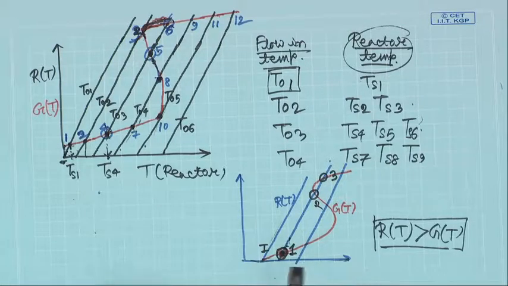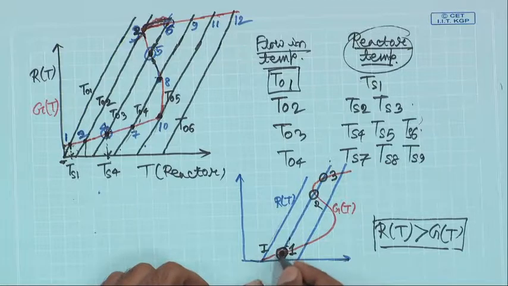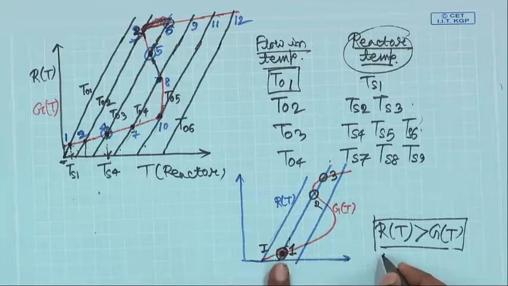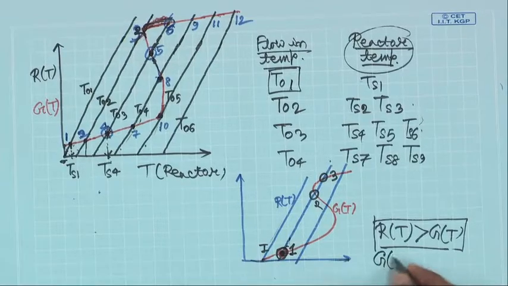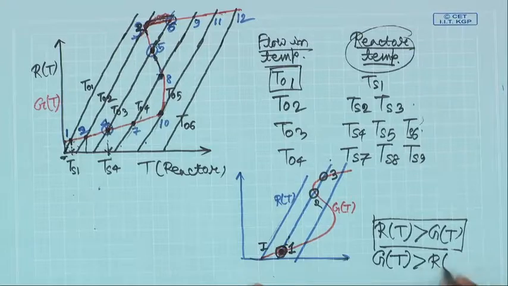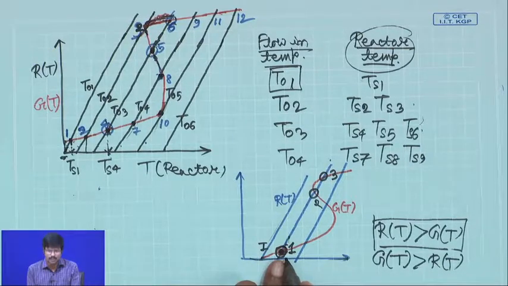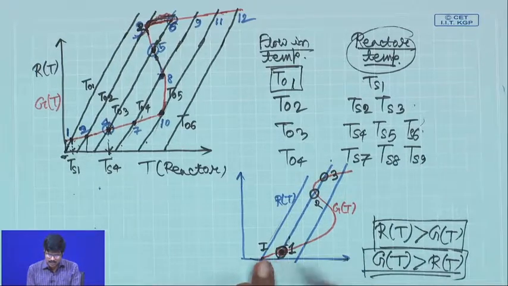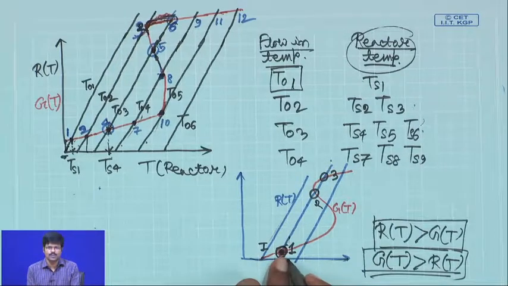Okay. Now, what happens if you are at point 1 and you cool down slightly? If you come slightly on this side, now your red curve is at a higher position than your blue curve. That means, if you have come slightly to the left, your GT is higher than RT. That means the rate of heat generation is higher than the rate of heat removal. So the reactor will heat up, and it will come back to this point 1.